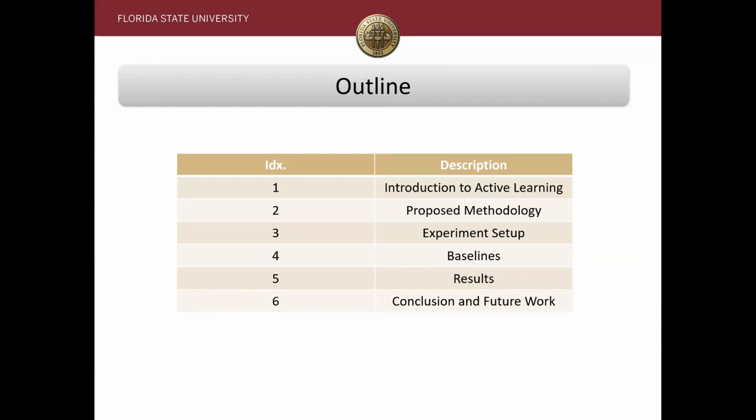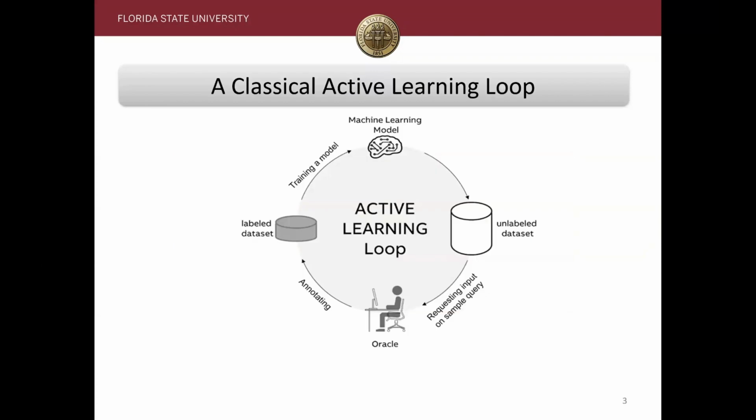and future work. So here's a classical active learning loop where a machine learning model gets trained on a labeled dataset. A few samples are queried to the oracle. The oracle labels those unlabeled samples. Once they get labeled, they get added back to the labeled dataset. The machine learning model gets retrained on the labeled dataset, and that's how our active learning loop works.